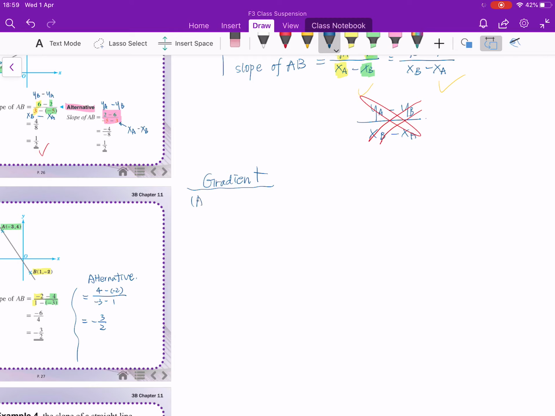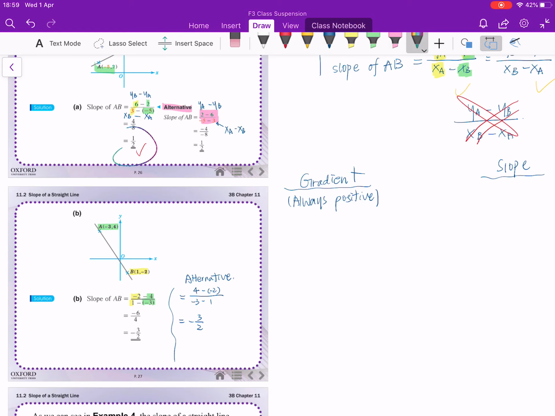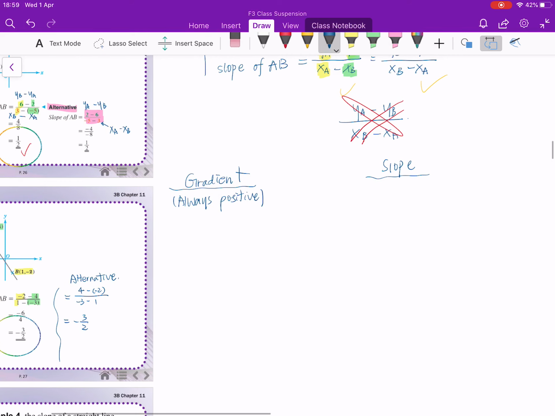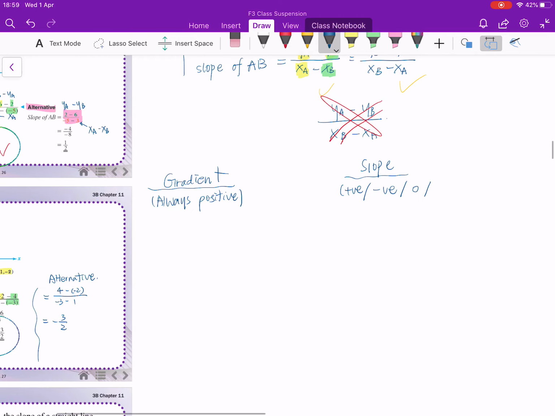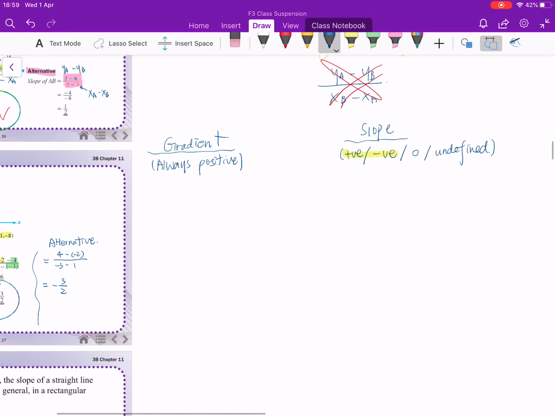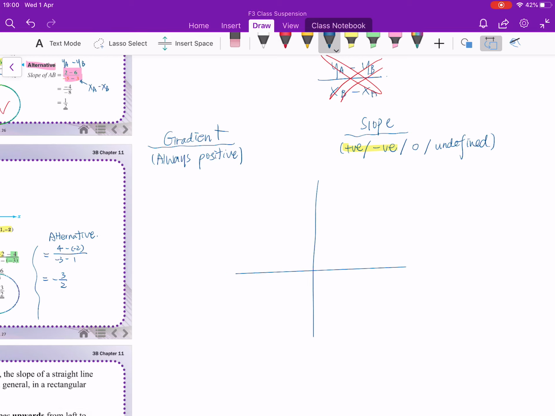For gradients, from your experience, you know that it is always positive. But for slope, just like these two examples, this is a positive slope, but this is a negative slope. It can be positive or negative. Or actually, we have two more choices: it can be 0, or it can even be undefined. But let's focus on the first two cases first. Let's consider this one.